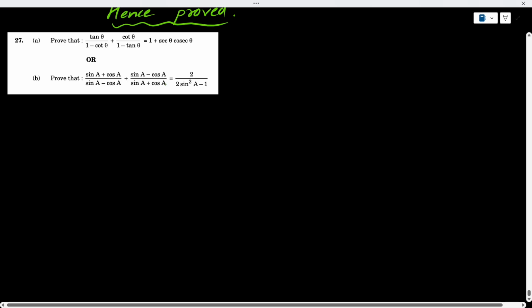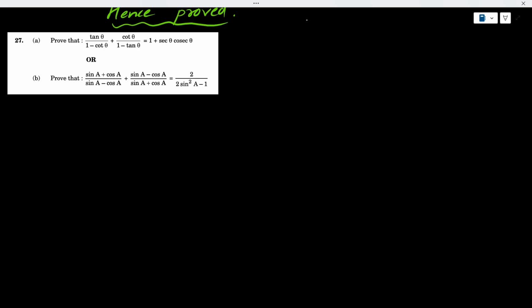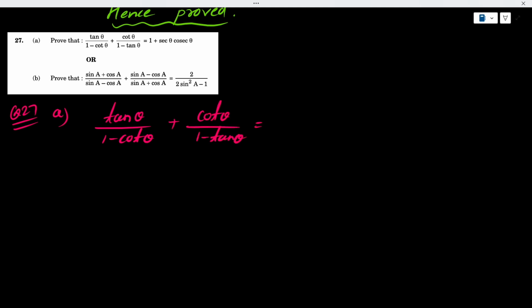So here let us take the first question, 27th first question, how we will do it here. 27th part A, right? What is given here? First you always write down whatever is given. Tan theta by 1 minus cot theta plus cot theta by 1 minus tan theta is equal to 1 plus sec theta cosec theta.